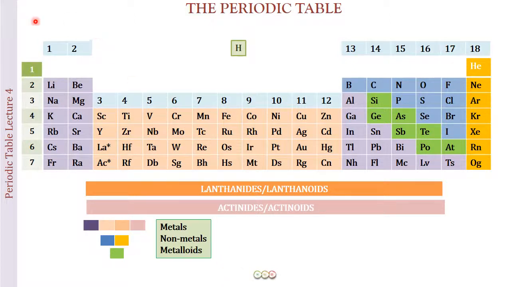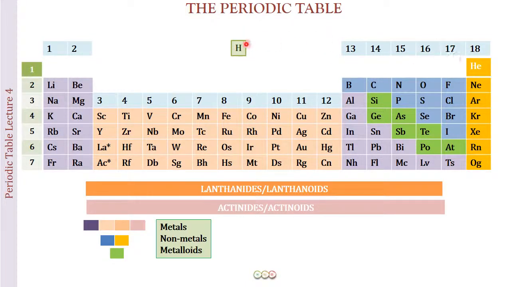Coming to the first period now, this is going to correspond to n equal to 1, and according to the electron filling, the maximum number of electrons that can be accommodated in any energy level is given by 2n square. So putting the value of 1, we will get 2 electrons in the first energy level, and therefore we have 2 elements in the first period, that is hydrogen, and then helium.